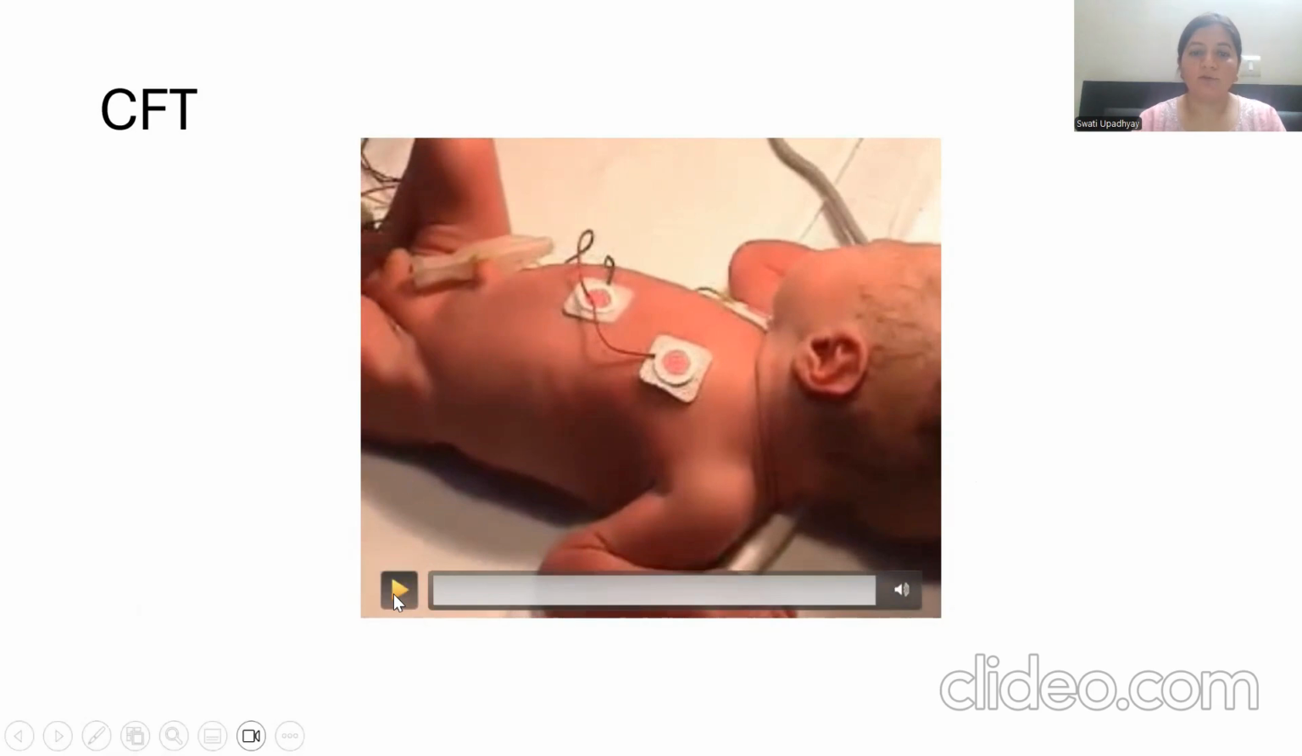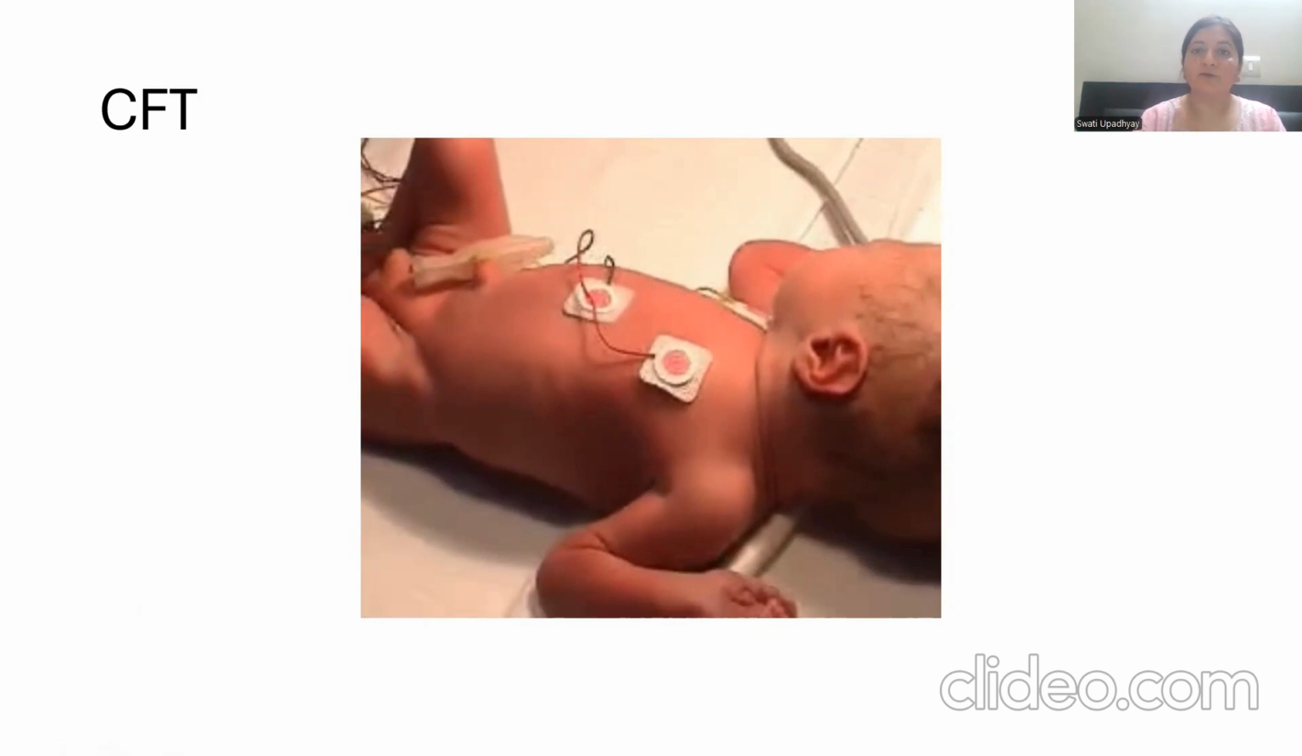Yeah. So this is how you measure the capillary refill time. Press for 5 seconds and then see how quickly the blanching disappears back to pink. Okay.